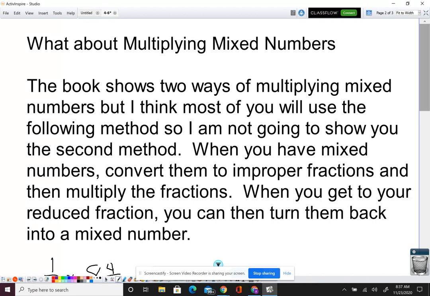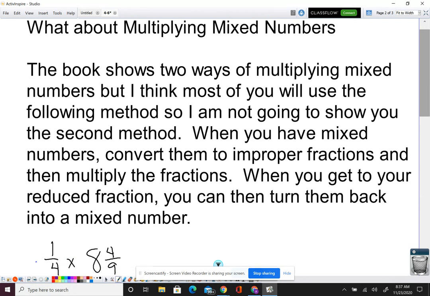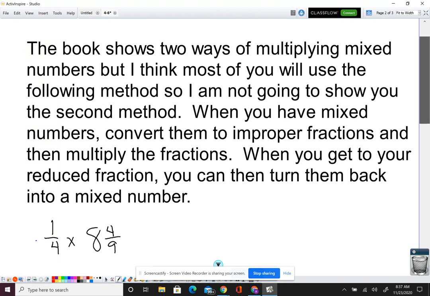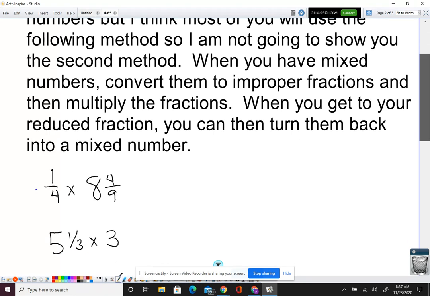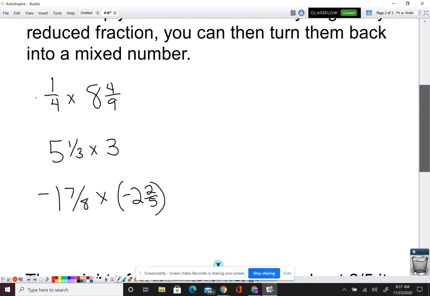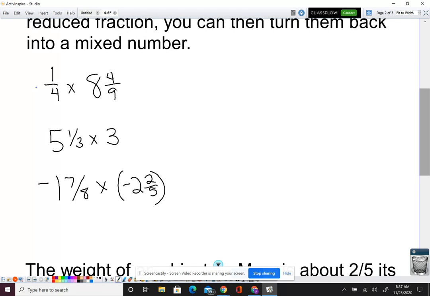what about when you're multiplying mixed numbers together? The book shows 2 ways of multiplying mixed numbers. But I think you will find that if you convert them to improper fractions and then multiply them, that will be easier for you. You're more than likely going to be using your calculator to multiply these fractions, and I'm hoping everyone is getting used to multiplying or adding fractions on their calculators using the fraction button. You should be getting used to it.